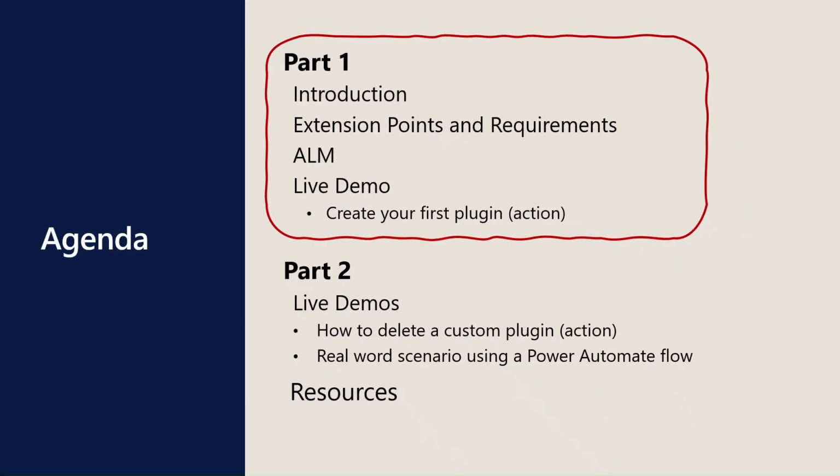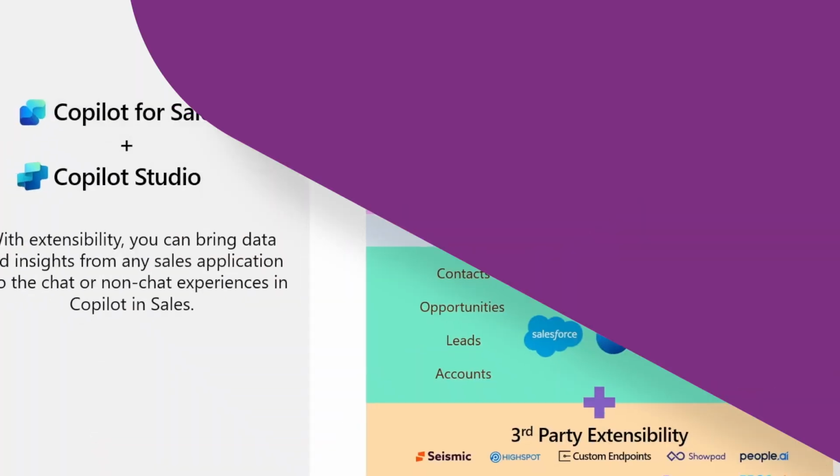We have divided this session into two parts. In part one, we'll start with introduction. Then we'll look at different extension points and the requirements, followed by the ALM process. And we will end this part with a live demo on how to create your first plugin. In the next part, we will look at how to delete a custom plugin. We cover a real-world scenario where we will be using a Power Automate flow instead of using an API, and we also cover some useful resources.